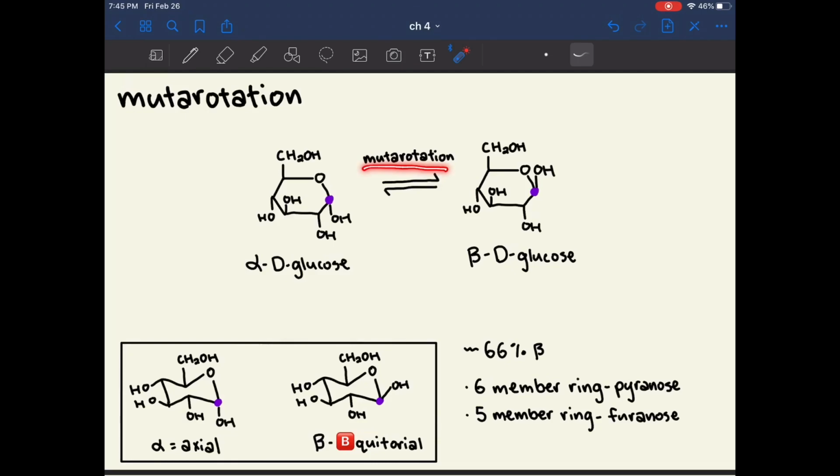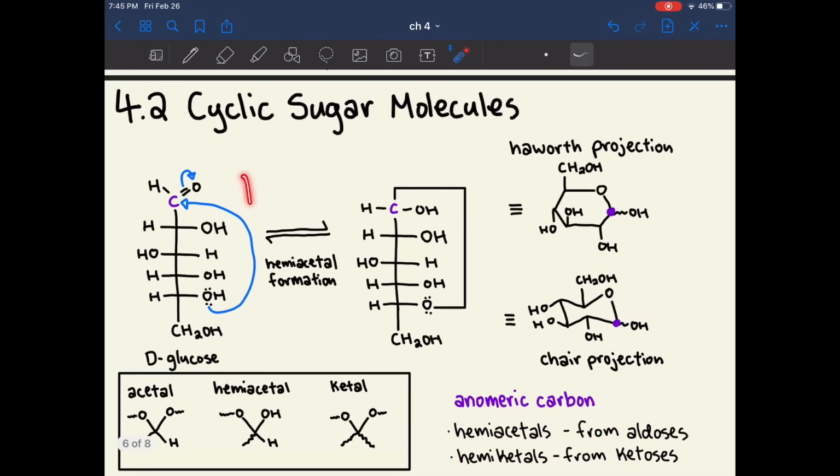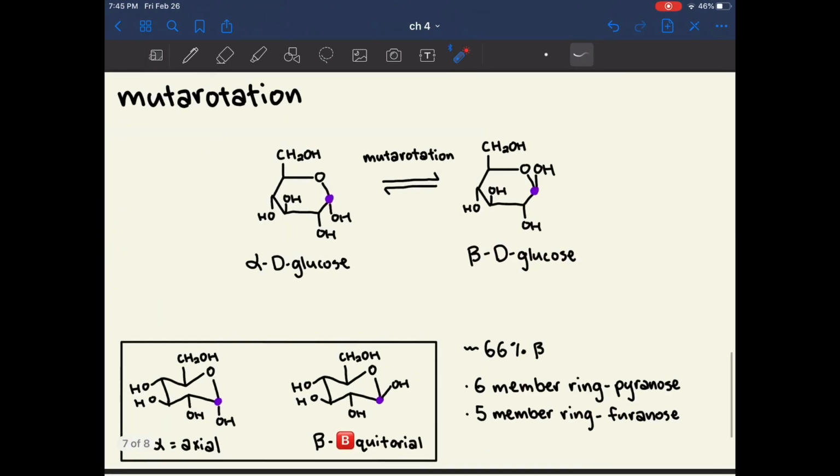And how mutarotation happens is that this bond here will break again, and the sugar will go back to being a linear sugar. And then the hemiacetal formation will happen again, except instead of attacking on the top, it would attack on the bottom, forming a beta sugar instead of an alpha. And so this is constantly happening in your body with all of your sugars.